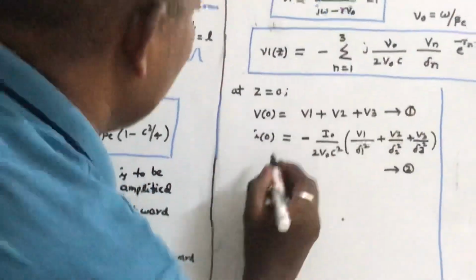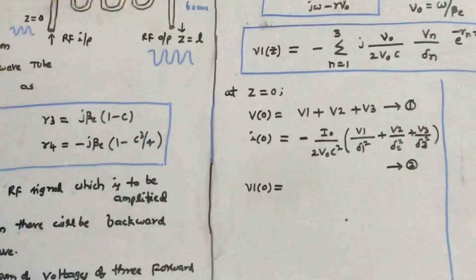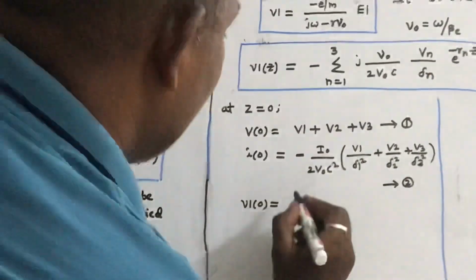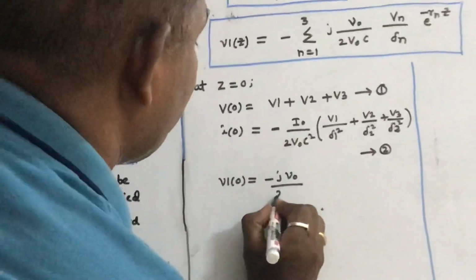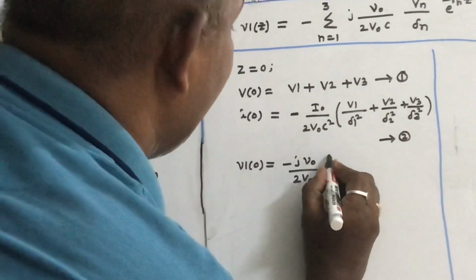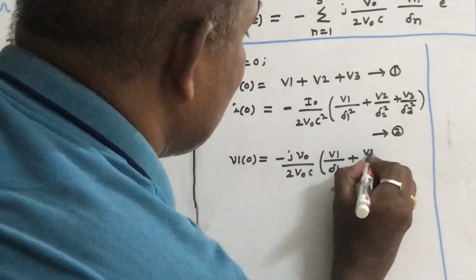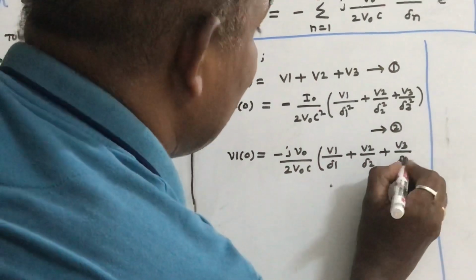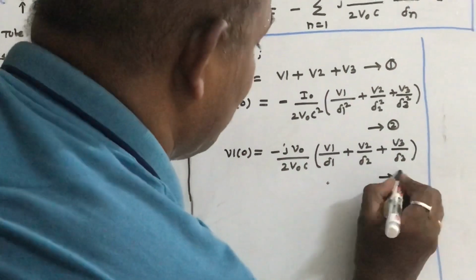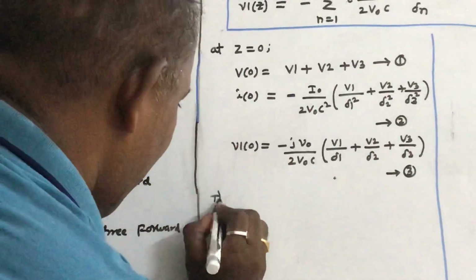Similarly, the velocity perturbation at z is equal to 0, substitute in this equation. Therefore minus j v naught by 2 V naught c into V1 by del 1 plus V2 by del 2 plus V3 by del 3. Say equation 3.